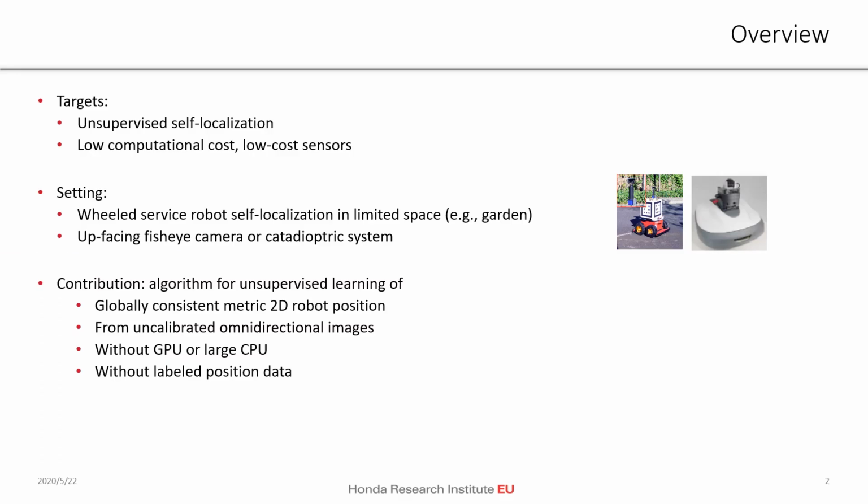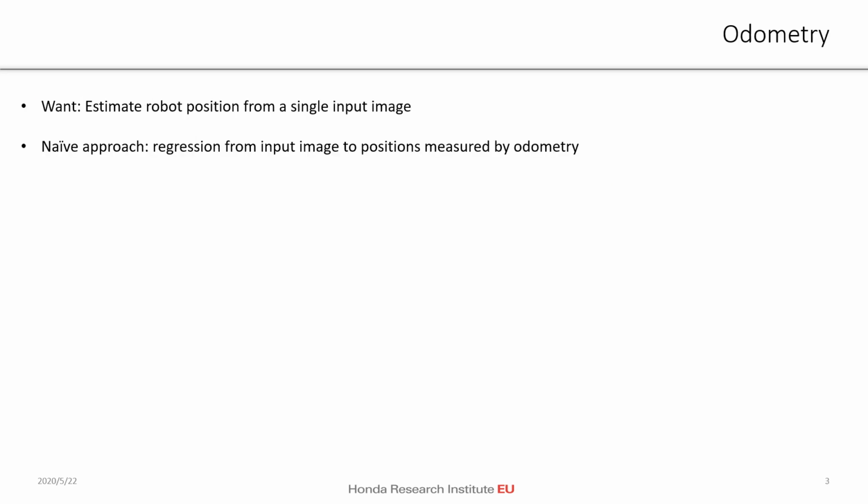The target of this work is unsupervised self-localization with low computational cost and low-cost sensors. Our setting is a wheeled service robot self-localizing in limited space, like a garden, using an up-facing fisheye camera or catadioptric system. We contribute an algorithm for unsupervised learning of a globally consistent metric 2D robot position using uncalibrated omnidirectional images without a GPU or large CPU and without labeled position data.